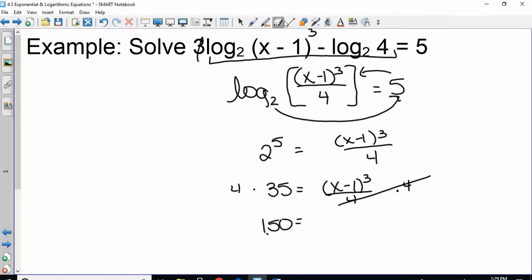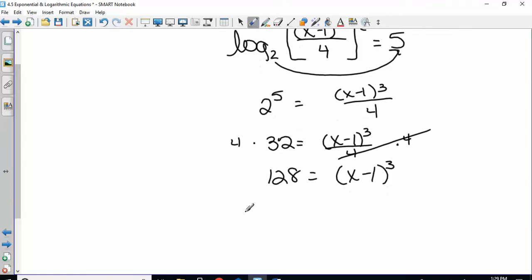Hold on. I made a mistake, didn't I? I wrote 35, not 32. What would you do now to get to the x? Cube root. Since it's an odd root, you don't have to do a plus and minus. Cube root of 128. Does it work out nicely?